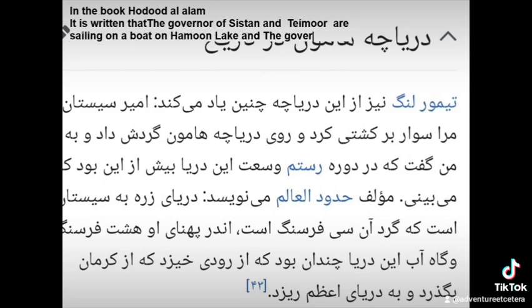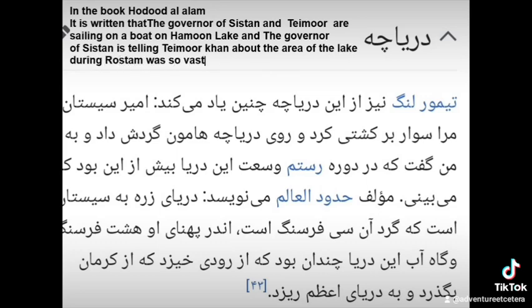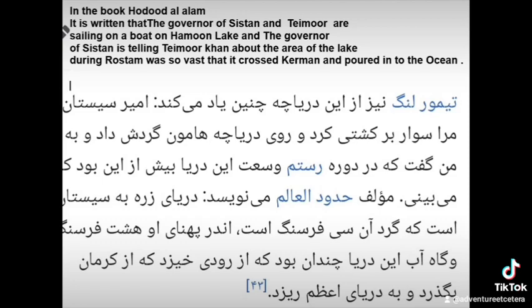And in the book of Hudud al-Alam, it is written that the governor of Sistan and Timur are sailing on a boat on Hamun Lake. And the governor of Sistan is telling Timur Khan about the area of the lake during Rostam. It was so vast that it crossed Kerman and poured into the ocean.